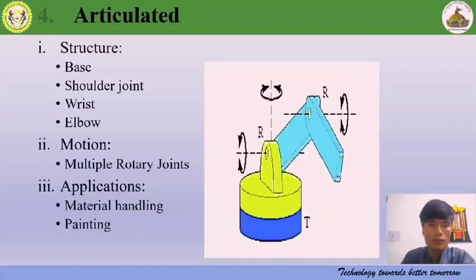Articulated configuration. Here it goes with articulated. It also consists of structure and motion. And under structure, it is subdivided into four parts: base, shoulder joint, wrist, and elbow. And I'll directly explain. Start with the base.